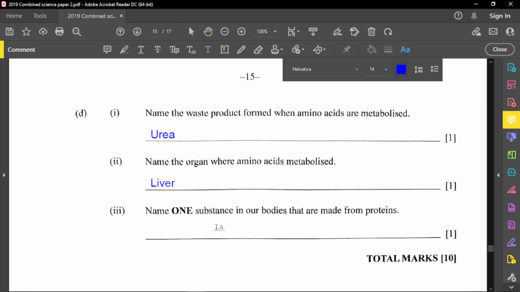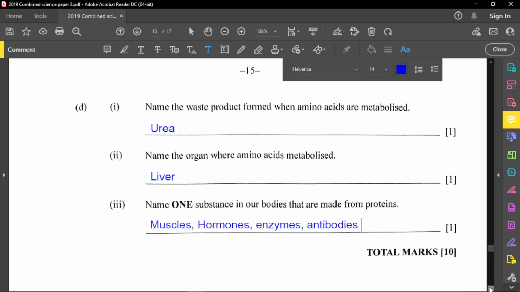It said name one substance in our bodies that is made from proteins, and there are many things that are made from proteins. Our muscles are made from proteins. Hormones are also made from proteins. And the one that you should always know is that enzymes are always proteins. Also, antibodies are made of proteins as well. So there are many different substances we can list that are made from proteins. These are just the common ones that you should at least remember.